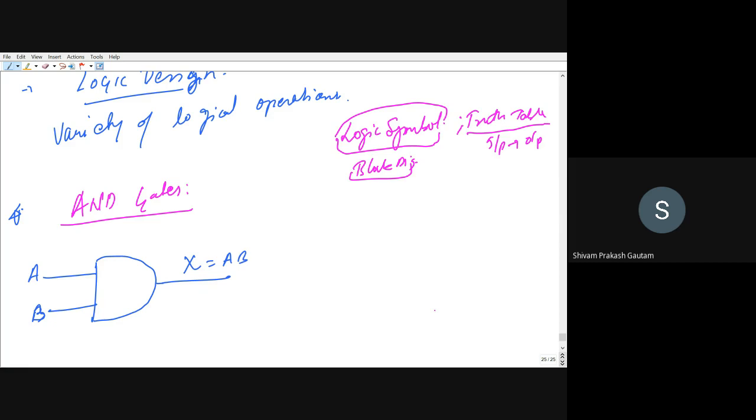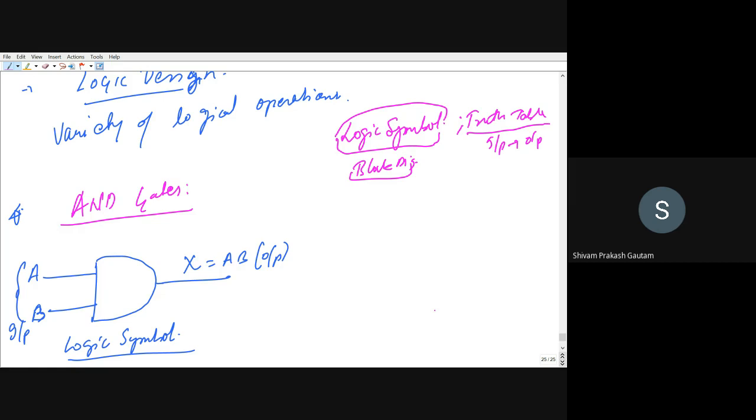So when A and B, these are my inputs, and they are passed through the AND gate, this is the output that I will be getting. X here is representing the output, and A and B are representing the inputs. So this is the logic symbol for the AND gate. Now its corresponding truth table also we have to draw.